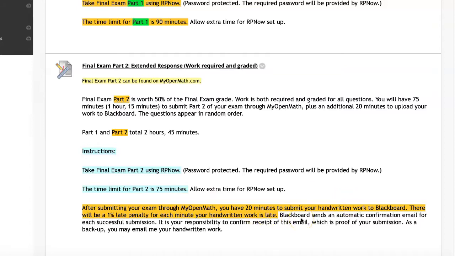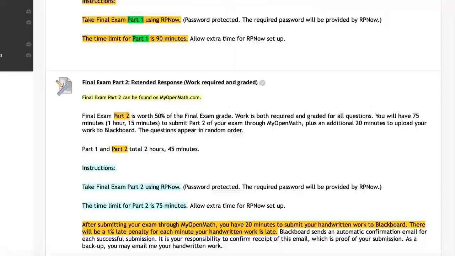So if you want to be doubly sure, submit it to Blackboard and email it to me if you need to do that. But as long as you have your Blackboard's automatic confirmation email, you don't have to email it to me also. But if there's any delay at all in receiving this email, then please do go ahead and email it to me also. Okay, so without further ado, let's hop over to My Open Math.